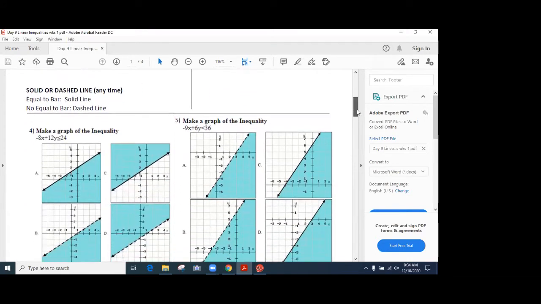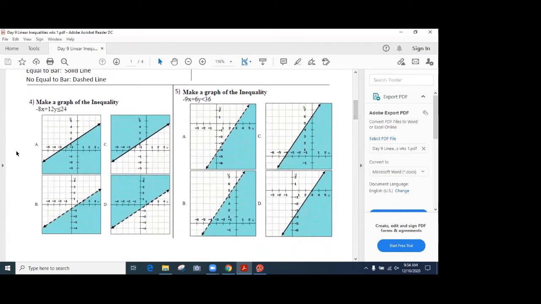So let's take a look at this. Now, I know that there's no way you're going to be able to read this up here, so look at your paper. The first thing we want to determine is, is this a solid or dashed line? So you look at this inequality. It's hard to see, that's too small right there, so look at your paper. Does it have an equal to bar? Right here, it reminds you if it has an equal to bar, it's a solid line. So this is a solid line right here. On your paper, eliminate the dashed ones, mark them off.